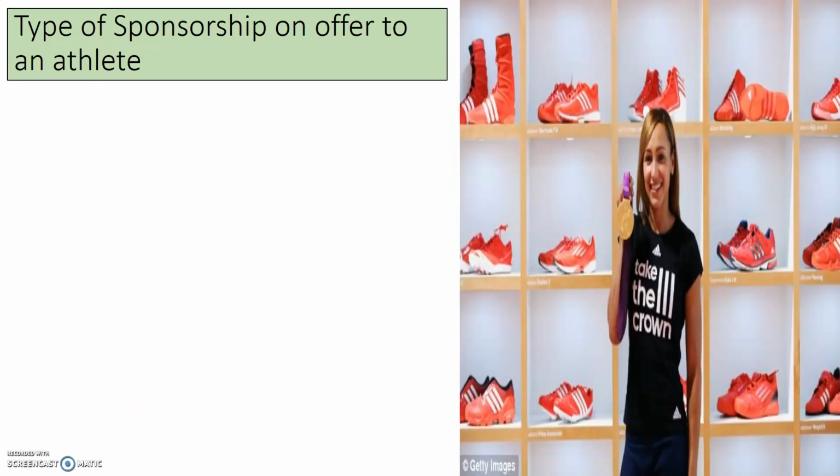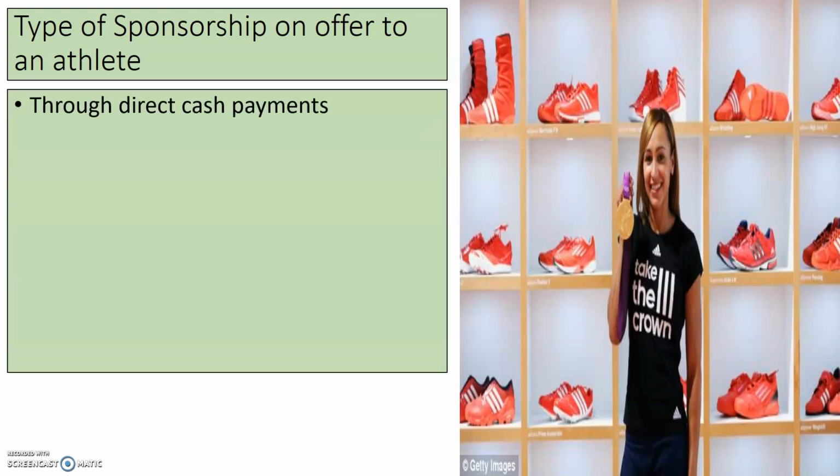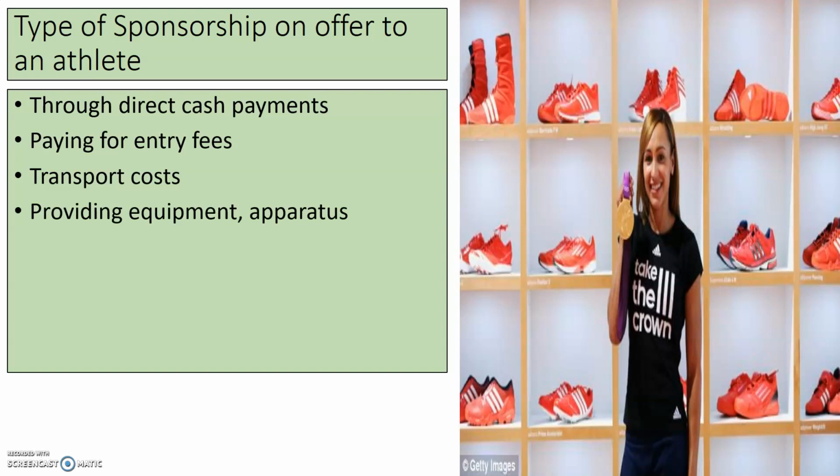So let's look at the different types of sponsors for an individual athlete, and specifically we're going to be looking at Olympic athletes such as Jess Ennis. The main source of funding will come from cash payments by the sponsor. And that helps with things like entry fees to different competitions, because the individual athlete might have to pay to compete in a specific competition. It'll help in regards to travel costs to and from an event, whether it's international or at home.